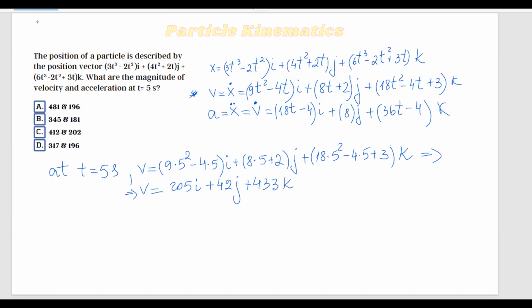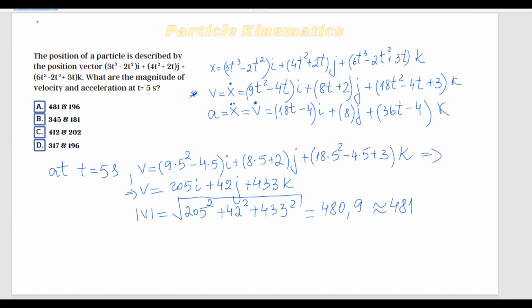So now we have the velocity vector, and we can calculate the magnitude of the velocity. The way you do that: the magnitude of the velocity equals the square root of 205 squared plus 42 squared plus 433 squared. And if you use your calculator, you should get a result of 480.9, so approximately 481.